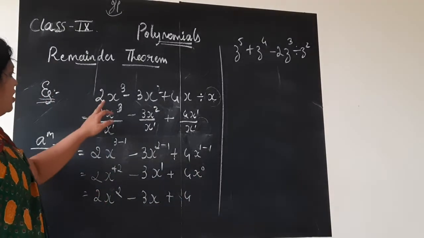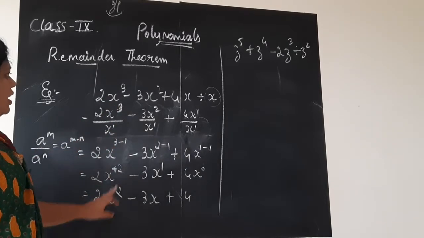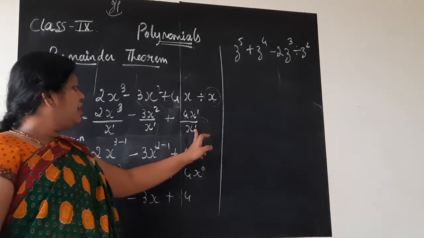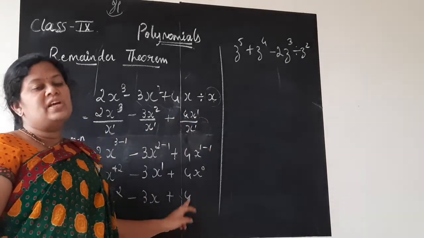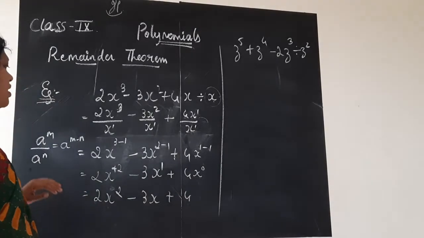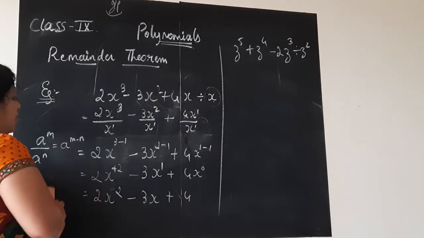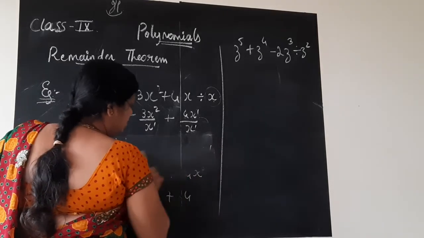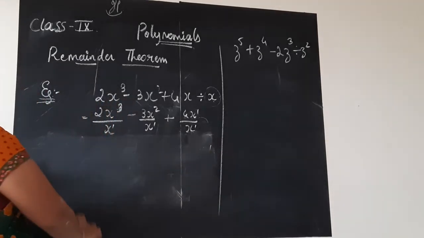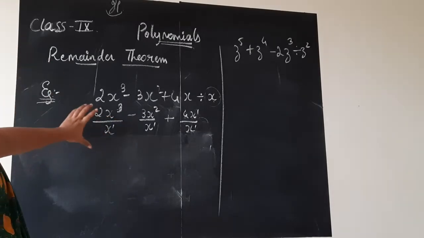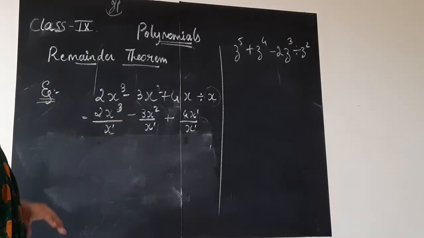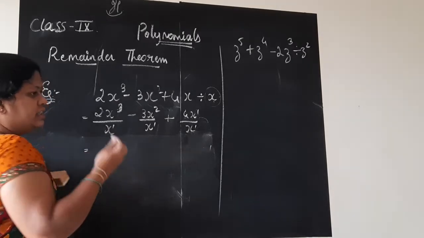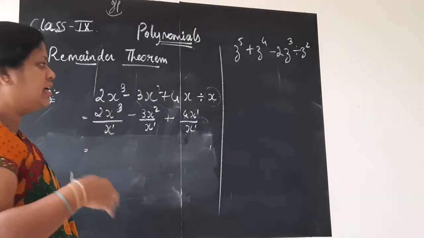So what happened? 2x cube divided by x is 2x square. 3x square divided by x is 3x. 4x divided by x is just 4. This is one method of applying law of exponents, children. This is the actual method of dividing. But in order to make you understand this remainder theorem, this calculation will be done in the middle of the problem. So I wanted to make it fast. If you do this and sit, then the whole problem you cannot solve. It will be very big problems.